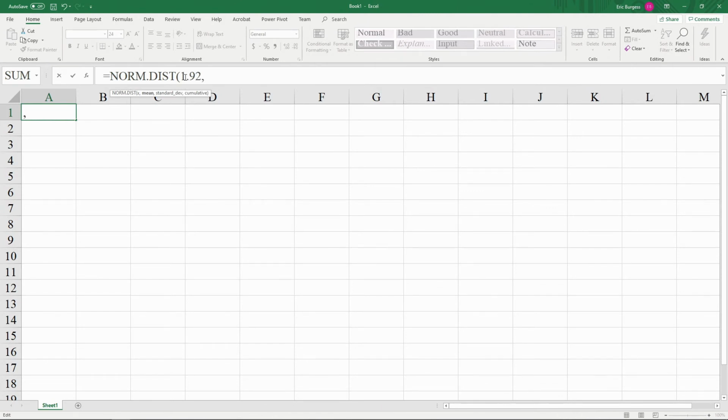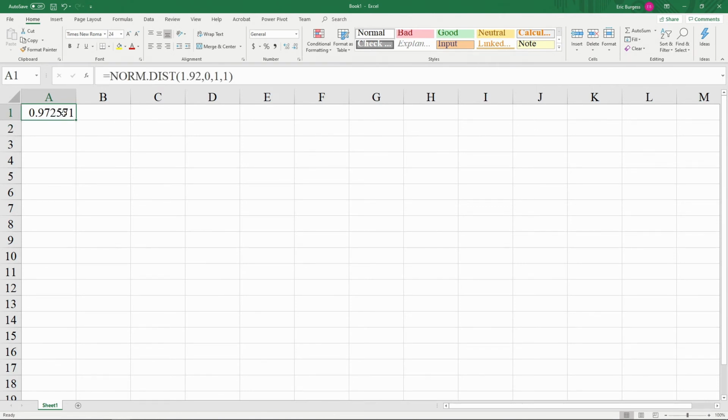And we hit comma. That lets it know we're on the next spot. It even makes it bold for us. And then the mean, right? Well, since it's a standard normal distribution, it's going to be 0. And the standard deviation will be 1. And we do want cumulative. So we're going to hit 1 to tell it that it's true. So a 1 means yes, do cumulative. And if we hit enter, we get 0.972571. So this is the area to the left that we got earlier.